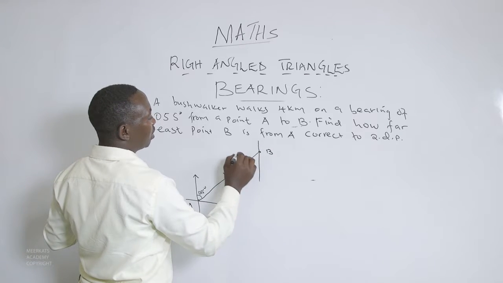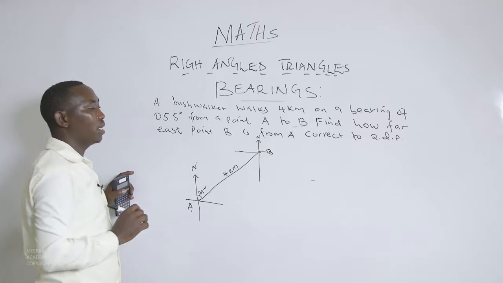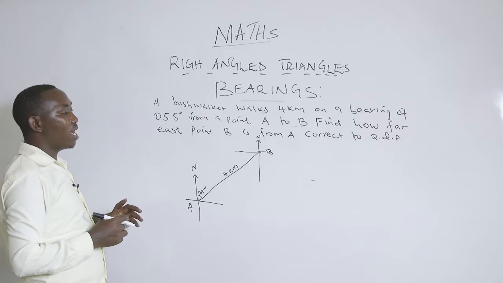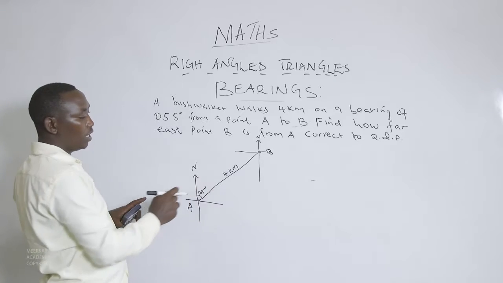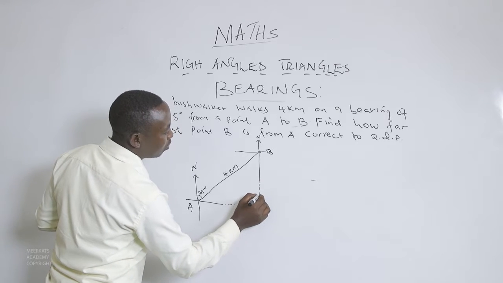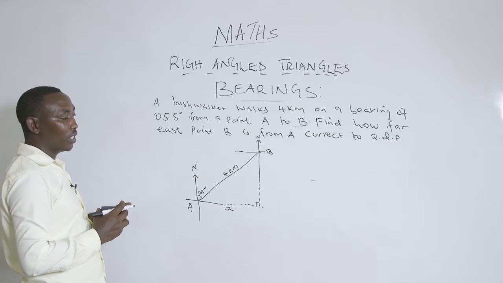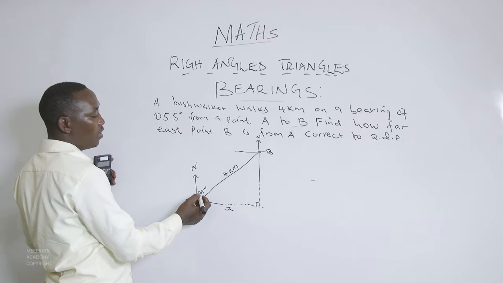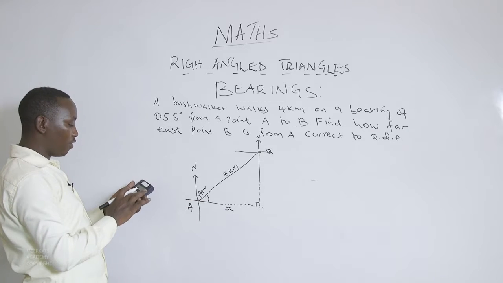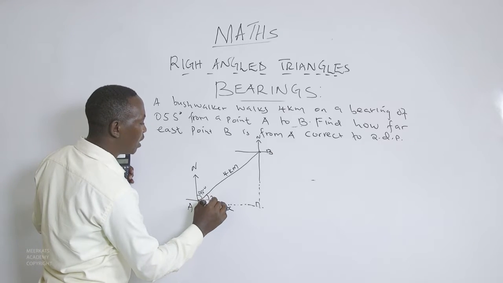So from this other point, we again come up with the true north. We are told to find how far east point B is from point A. How far east means we advance to the east. When you bring that one south, this is the distance that we are interested in. Because you have been given this one to be 55 degrees, we can get this one by subtracting 55 from 90 degrees, which will give us 35 degrees.